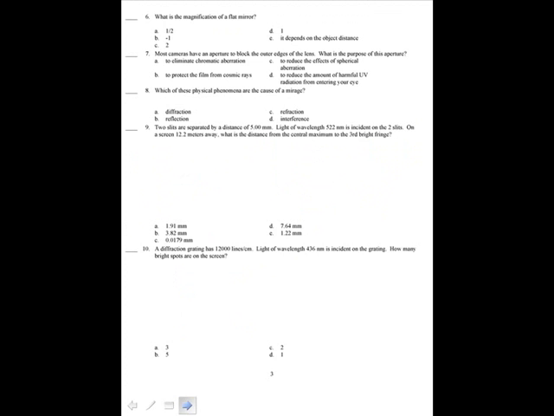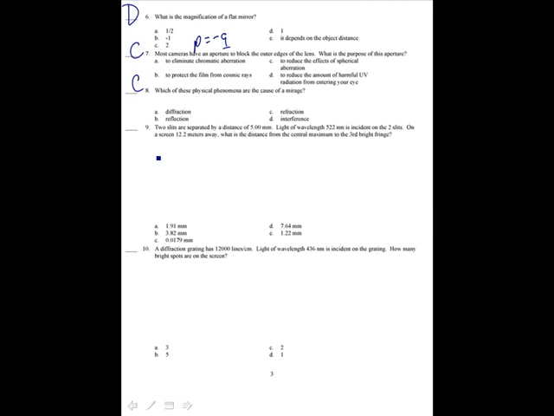What is the magnification of a flat mirror? It's 1. Because P is equal to negative Q, the magnification is positive 1. Most cameras have an aperture to block the outer edges of the lens. That's to reduce spherical aberration. That's C. Which of these physical phenomena are the cause of mirage? That is C, a refraction.